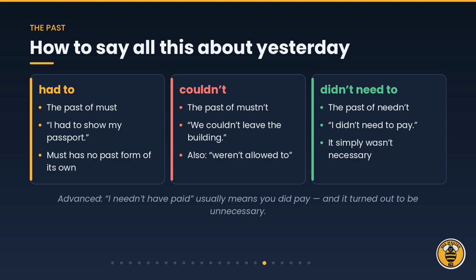What about the past? Must has no past form of its own, so English borrows other verbs. For past obligation, use had to. I had to show my passport. For past prohibition, use couldn't or weren't allowed to. We couldn't leave the building. And when something simply wasn't necessary, use didn't need to. I didn't need to pay. There is also an advanced form, I needn't have paid. That usually tells us the speaker did pay, and it turned out to be unnecessary. Keep that one for later study.